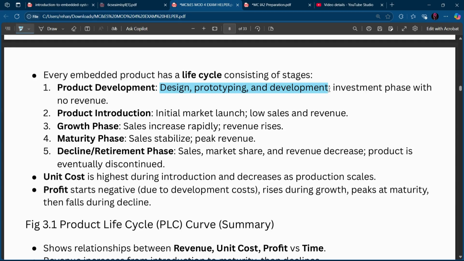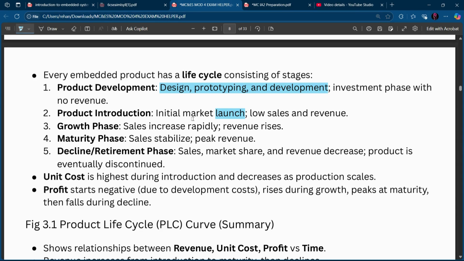Product introduction is the initial market launch. It's nothing but launching the product to the market, with low sales and revenue. In the growth phase, sales increase rapidly. Obviously there won't be instant success. For example, if I upload my video on YouTube, there won't be instantly high views. There will be only 1, 2, 3 for many days, and before the exam it will go more than 100, sometimes more than 1K.